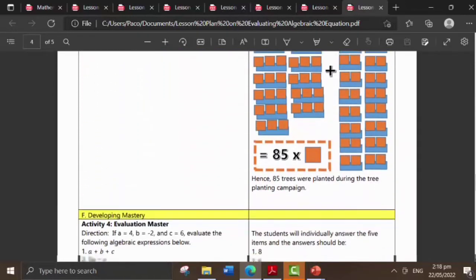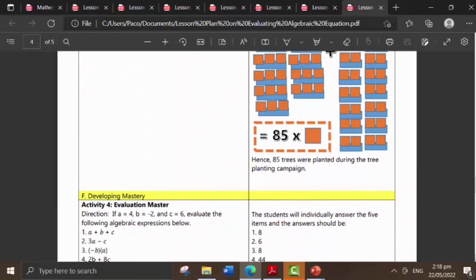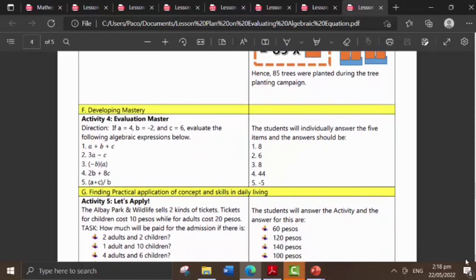After that, we are going to put the developing mastery here in this part, so another set of activity. In this part, we are going to increase the difficulty a little bit of the questions or items that you are going to post, so that you can test whether they have improved their learning or have deepened their understanding of the lesson. In the same manner, you will also post the activity in the teacher's activity column, and the student's activity column holds the answers to that activity.